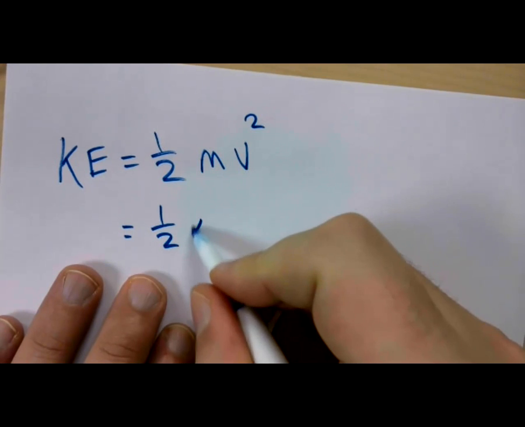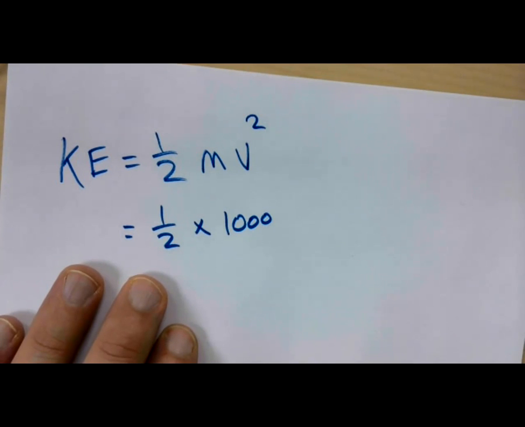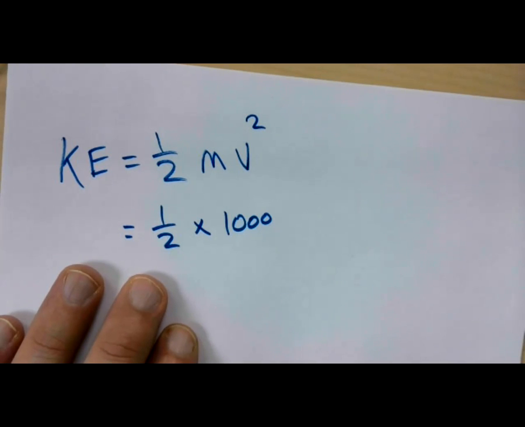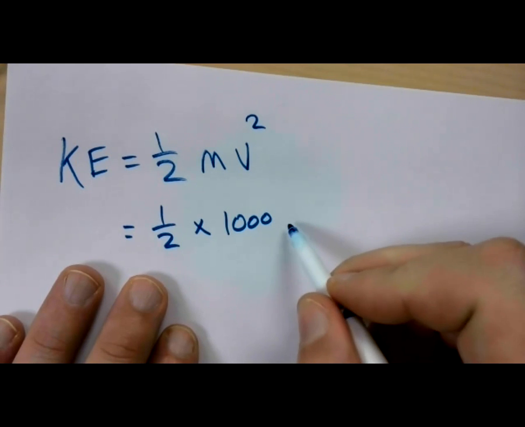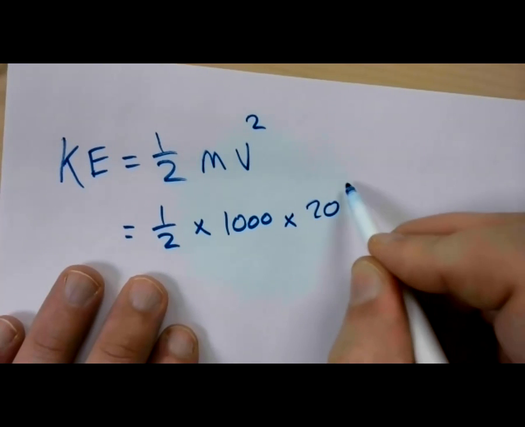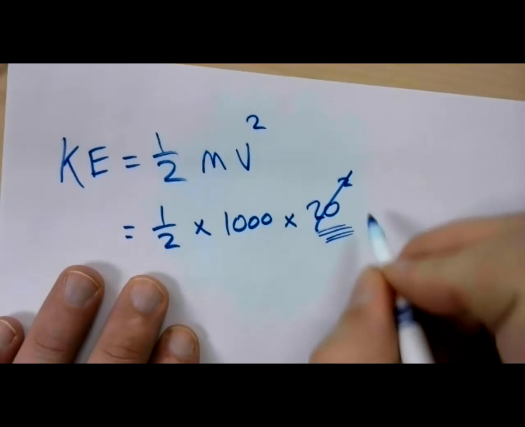Times the mass. We said the mass was 1,000. Again, I could put the units in here, but I'm not going to, because at the end I'm just going to slap on that J for joules. So I'm not going to put the units in here. Just make sure they are in the correct units. Times the velocity squared. Now the velocity is 20 meters per second, so 20 squared. The key is, order of operations says I have to do the exponents first. So I'm just going to take in my calculator 20 squared, which is just 20 times 20. And that's going to give me an answer of 400.